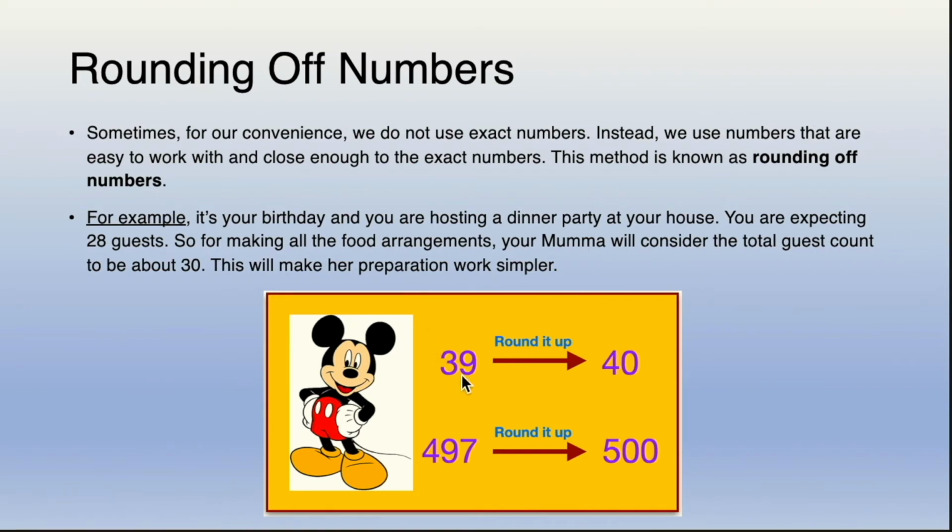So over here the number 39 is rounded off to 40, and over here the number 497 is rounded off to the number 500. If we just add 3 to this number, we get the number 500. So 500 is very much near to the actual number. It is easier to work with 500 rather than 497. So these numbers are easier to deal with when making calculations as compared to these numbers.